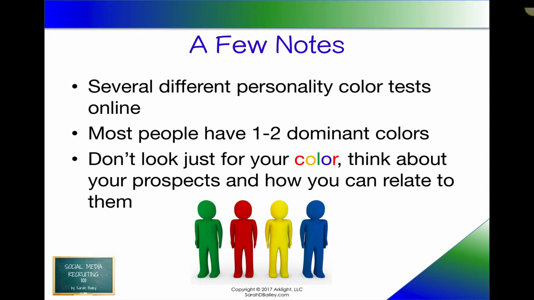A few notes. There are several different personality color tests out there, and different tests have different color meanings. So what we're going to use in this presentation is just a simple 4 colors: red, yellow, blue, and green. Most people have 1 or 2 dominant colors, but could have a little bit of all 4 of them. And as you're watching this video, don't look just for your color. Think about your prospects and what color they might be and how they might react to different situations.